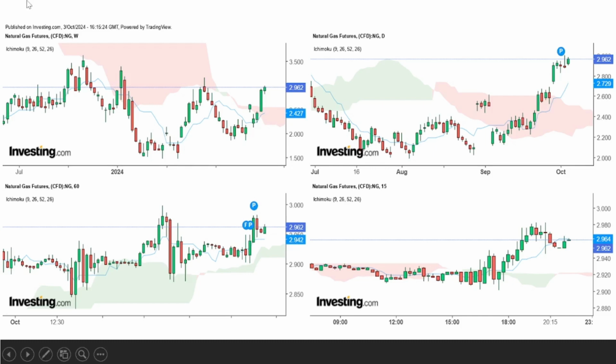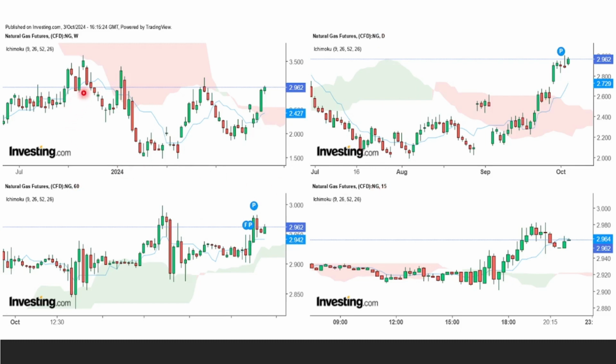This is the Tenkan Sen line, the blue line. Here we are having 4 charts. The first one is the weekly chart W, and here the day chart D. This is the 1 hourly chart, 60, and the 15-minute chart.